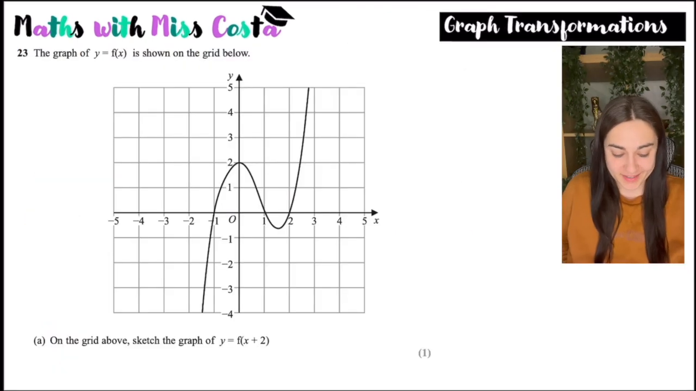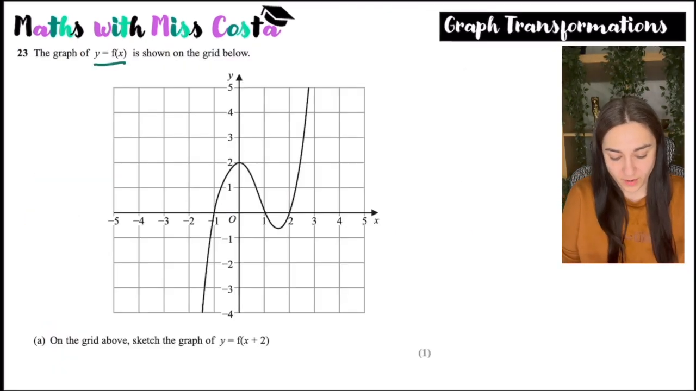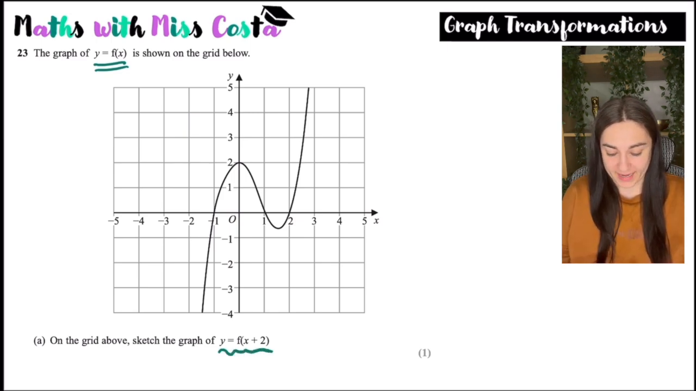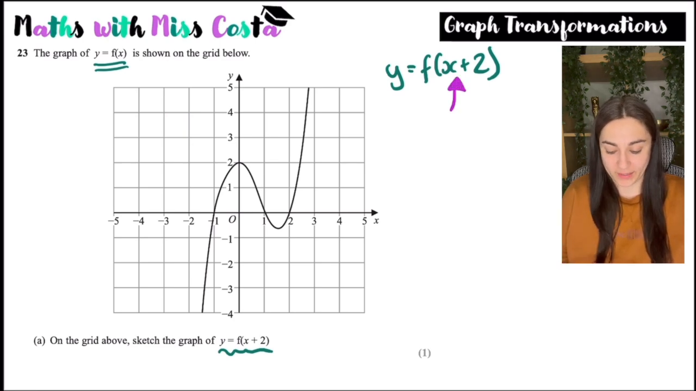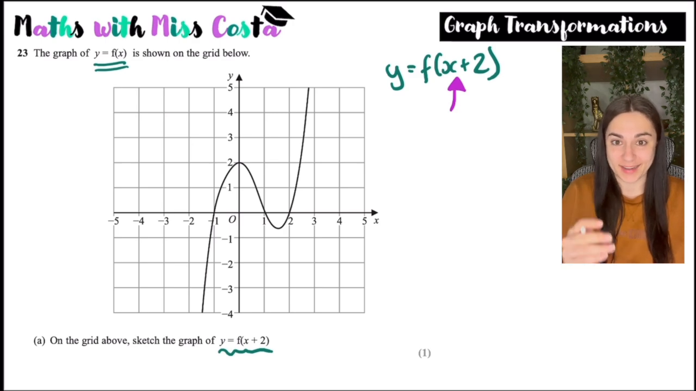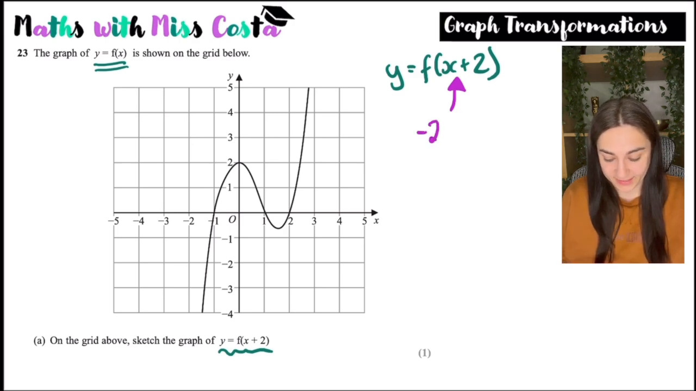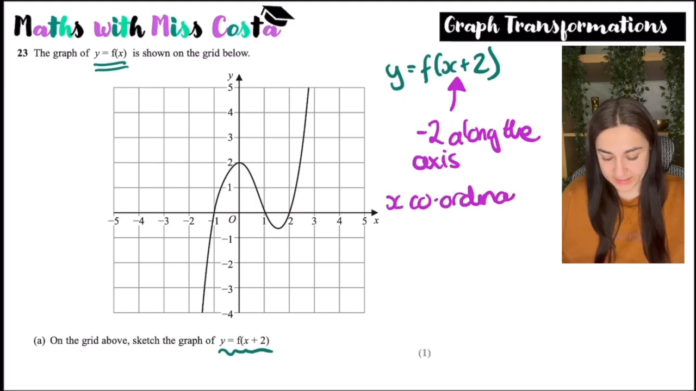Okay, so in this question, I'm shown the graph y equals f of x, and I'm asked to sketch the graph of y equals f of x plus 2. Now remember that when you've got a transformation occurring within the bracket, so something is inside the bracket, we always do the inverse. So when x is being affected inside the bracket, we do the inverse. So that means we're moving along the x-axis minus 2. So each x coordinate is going to be shifted 2 to the left.